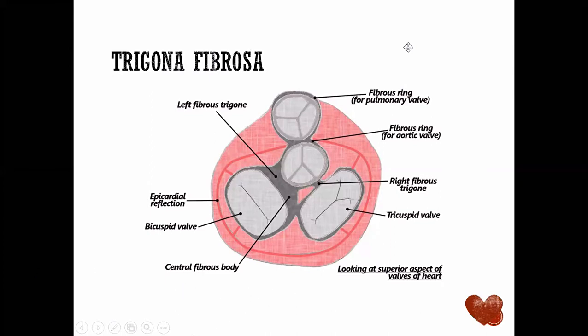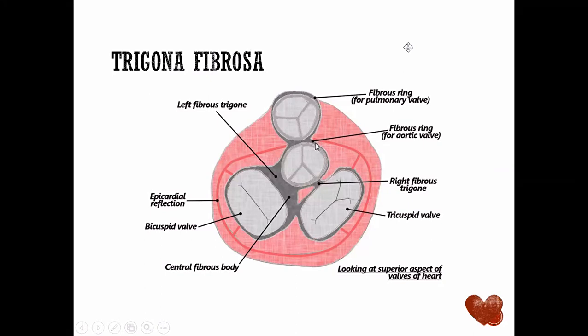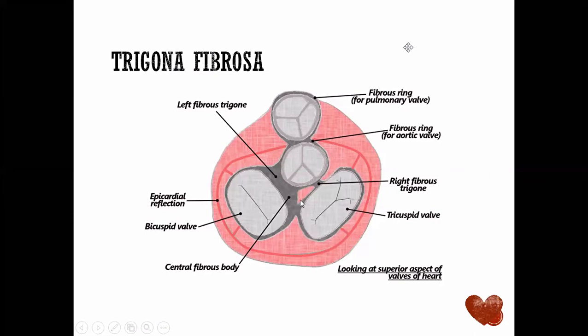As you have your left fibrous trigon, so you have your right fibrous trigon. This is quite tricky because this is on the left ventricular side. This is another one, the fibrous ring for the aortic valve, and then this is your fibrous ring for the pulmonary valve. They are sort of like a skeleton, no? They give tensile strength to this.